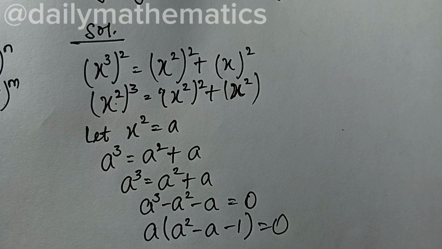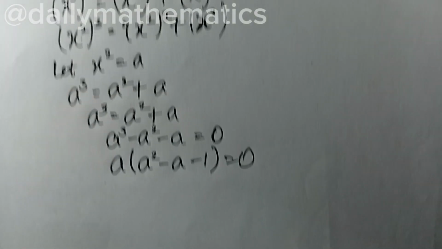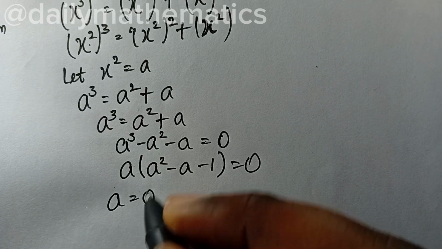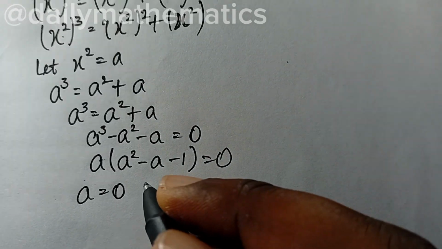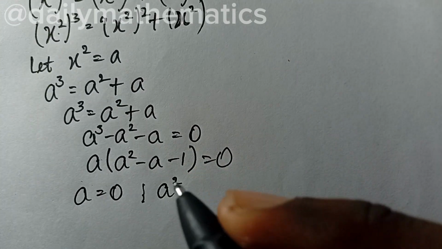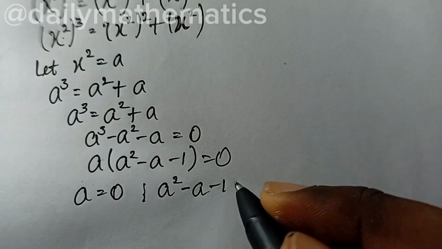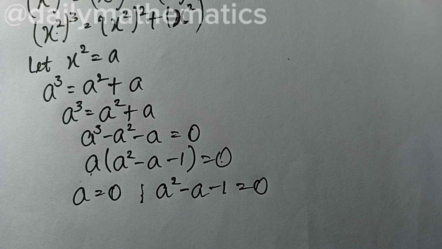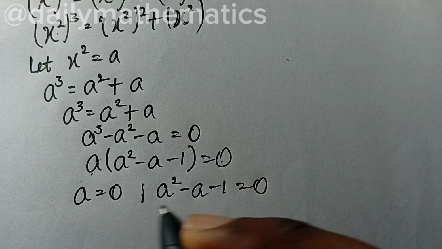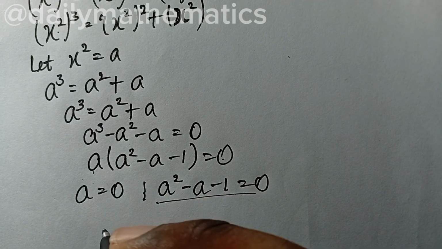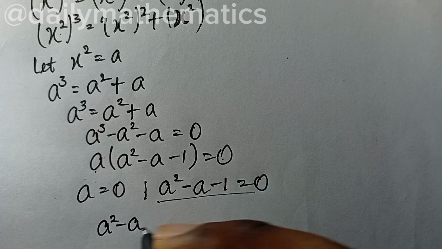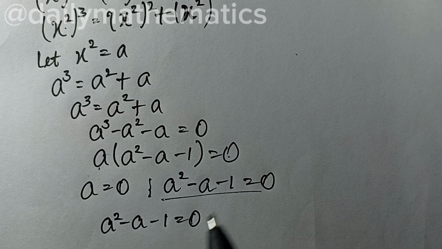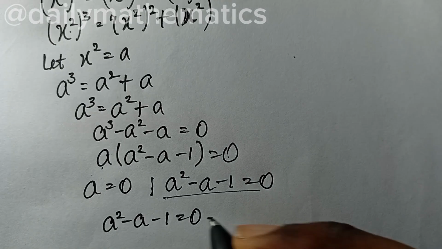Now, what are we doing here? We are making it possible to factorize. We just factorize here, and from here we see a equals 0 and a squared minus a minus 1 equals 0. We equate each of these to 0, and from here we can bring out an equation. So let's have it here: a squared minus a minus 1 equals 0. So from here we already have a quadratic equation.